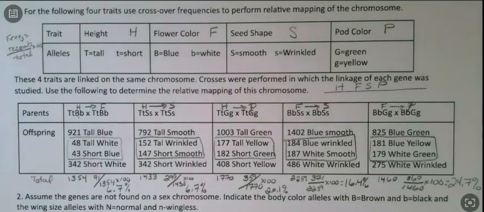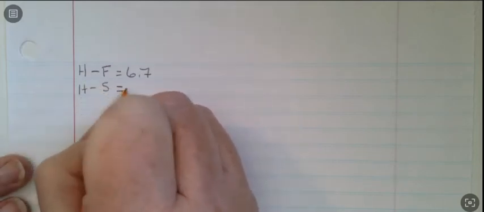Now I have my percent recombinant, or frequency of recombinants, and I can use that information to create my map. I'm going to write down my different recombinant distances. H to F equals 6.7. H to S equals 6.7. H to P equals 20.1. F to S equals 16.4. F to P equals 24.7. Now that I have those, I'm going to start creating my map.